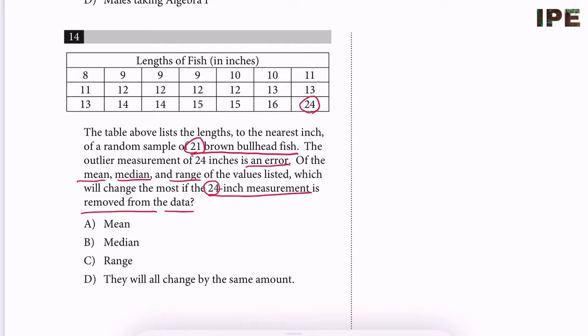Because the average, suppose the average is 12. Suppose that. And then 24, that difference is 12, but divided by 21 fishes, right? It's less than 1, I think. Definitely less than 1. But what about the range?